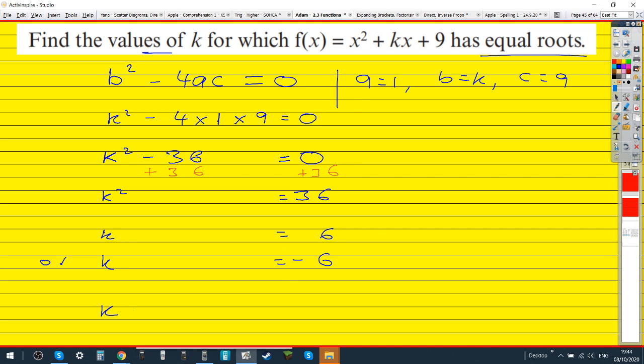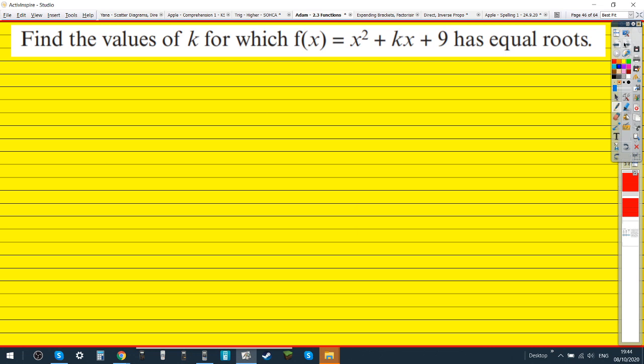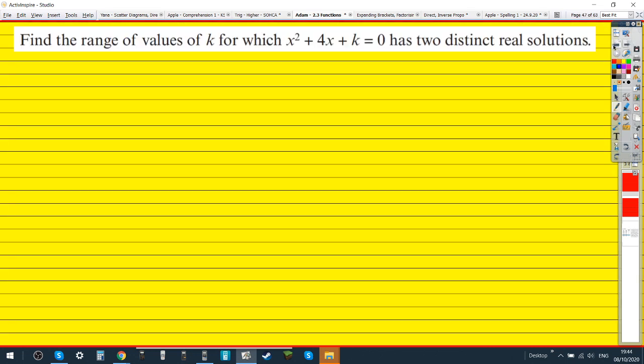In the short way, you just write it as k equals plus or minus 6. That's it. Well done. So you could do x squared plus 6x plus 9 or x squared minus 6x plus 9, and they'd both give you equal roots. Any questions with that? No. Okay. That's what we did. Okay, how about this one?